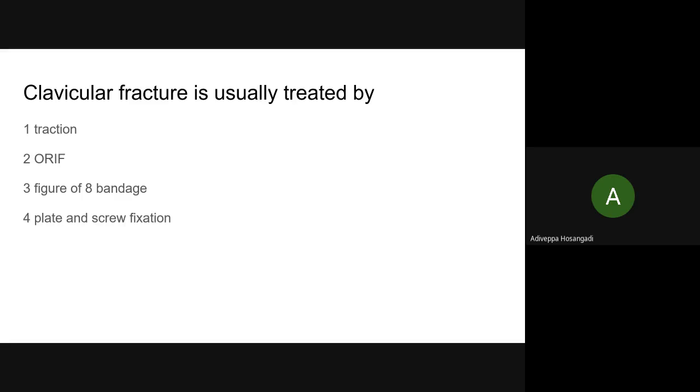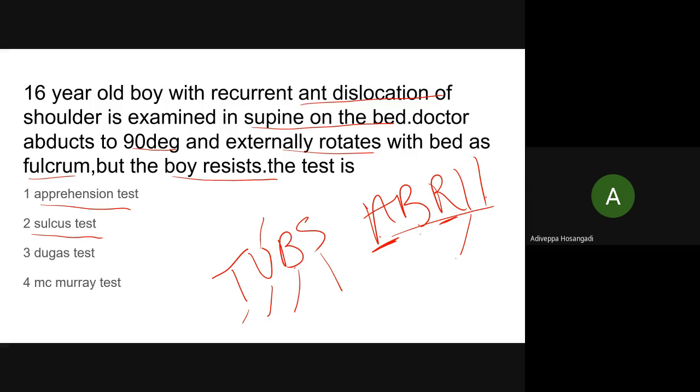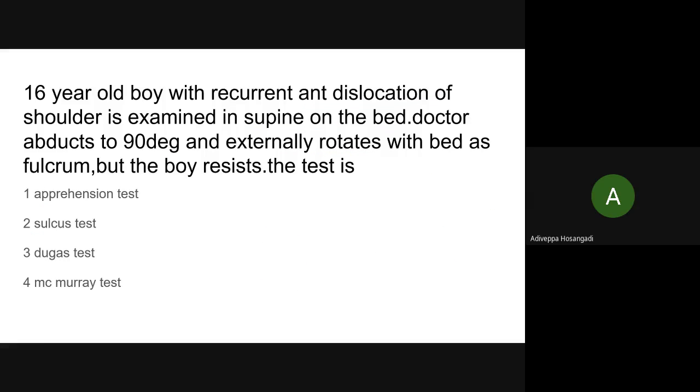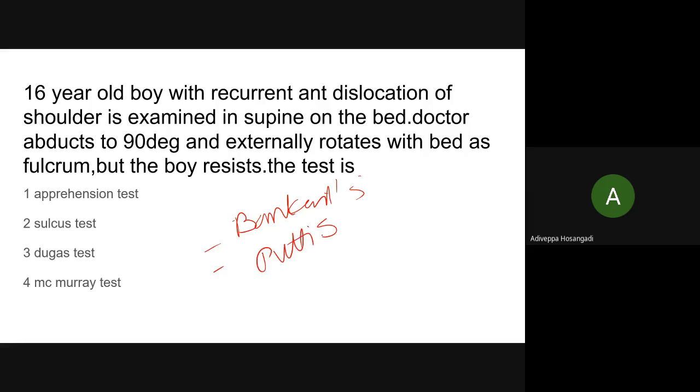One more important thing I will mention. We'll finish the dislocations only. I will not go to the clavicle. So the surgeries for recurrent anterior dislocations are Bankart's procedure, Putti-Platt procedure. Okay, Bankart's procedure, Putti-Platt procedure. I will explain to you one by one what that is.